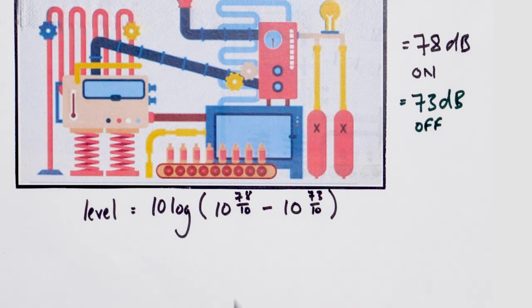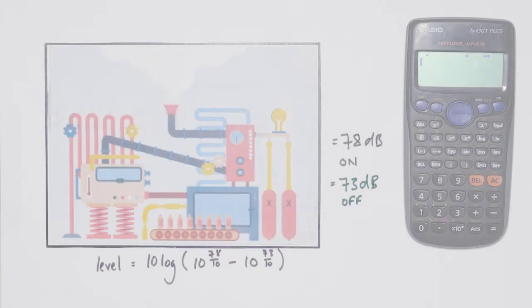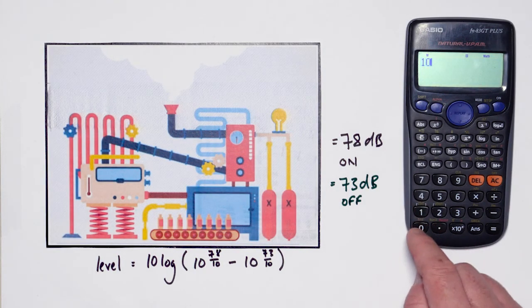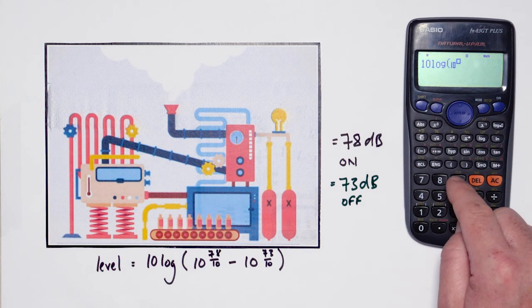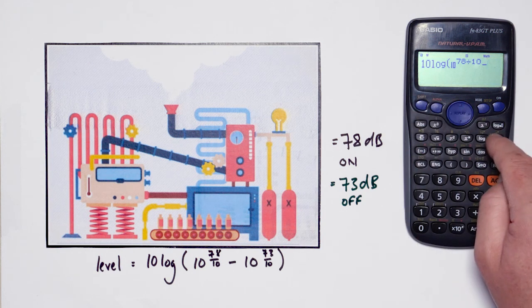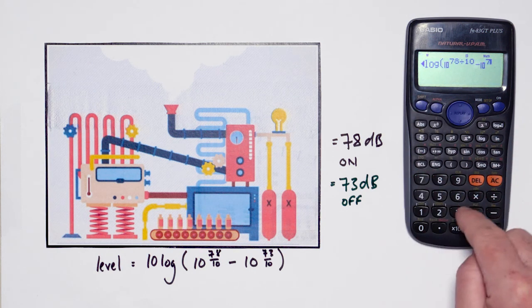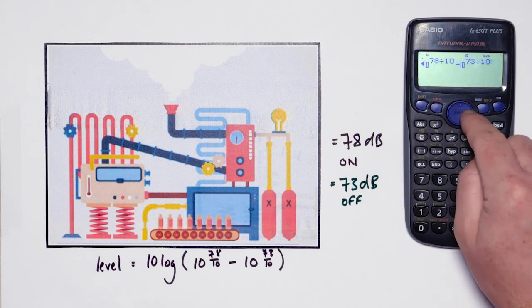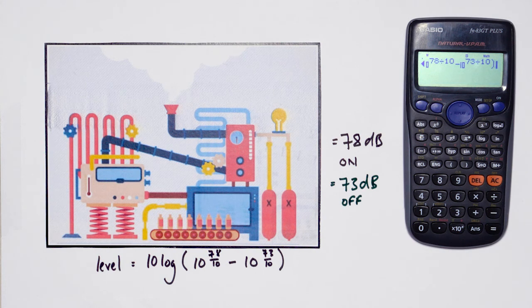This means we are taking the value with the fan on, 78 decibels, converting it out of the decibel scale, and then we are subtracting the value when the fan is off. This should just leave the noise produced by the fan. On the calculator, this should look like this. 10 log the value with the fan running minus the value when the fan has been switched off. And that answer should give you the value of the fan on its own. 76.3 decibels.